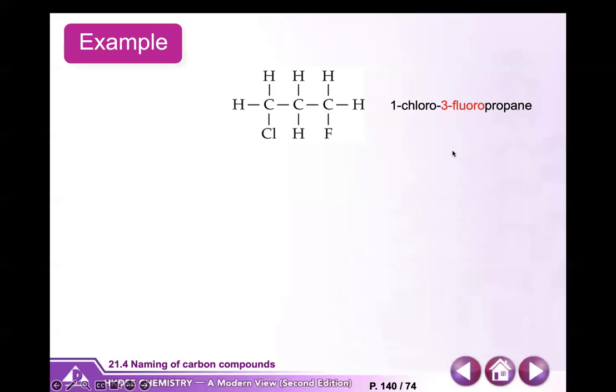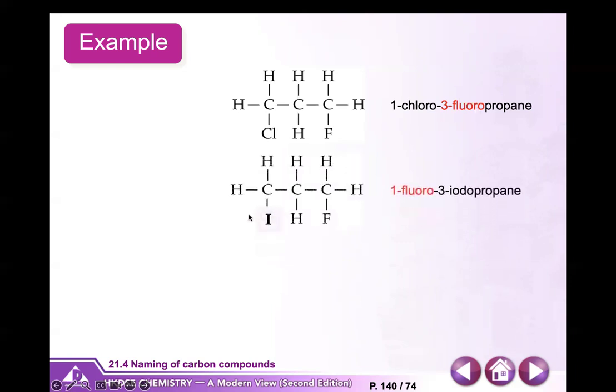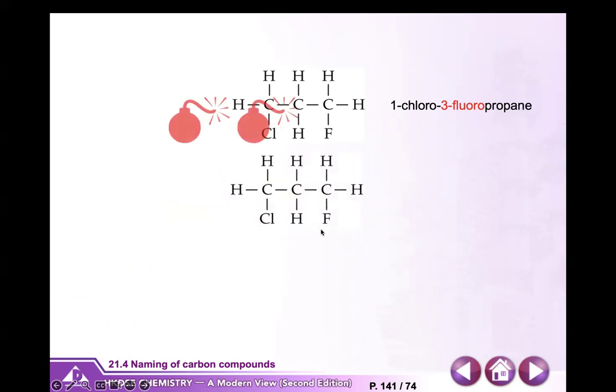So just use the same case. If this is 1-chloro-3-fluoropropane, when we change the chloro group to be an iodo group, once again, because this time the fluoro group, the F has a frontal position than I in the alphabetical order. So once we place fluoro first, then we treat it as the first carbon substituent. So the fluoro group will be assigned in the first position. So this is 1-fluoro-3-iodopropane.